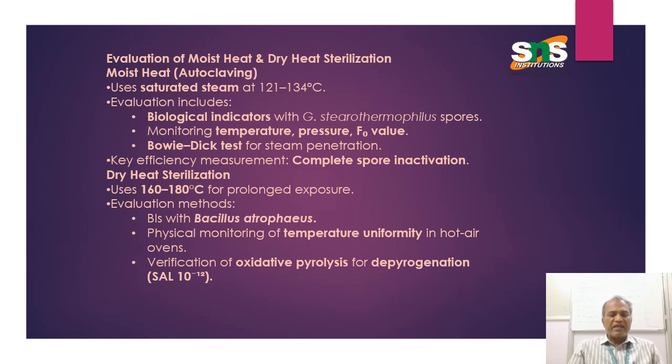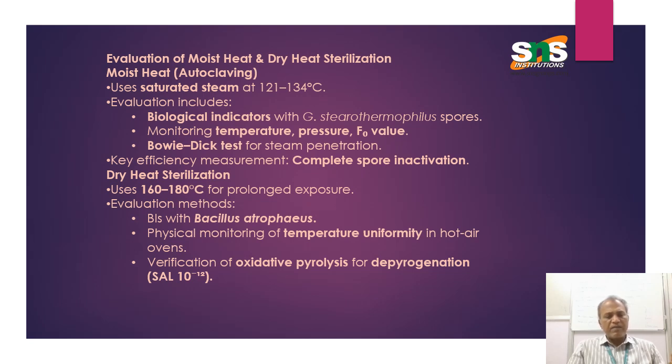So what are the indicators? For the indicators of moist heat, for example autoclaving, of course the biological indicators from the previous slide that we discussed, both we can mention here. Geobacillus stearothermophilus spores. Next, it monitors the temperature, pressure and valve category. Next, the important test is the Bowie-Dick test for steam penetration. So the Bowie-Dick test is nothing but the identification of the steam penetration.